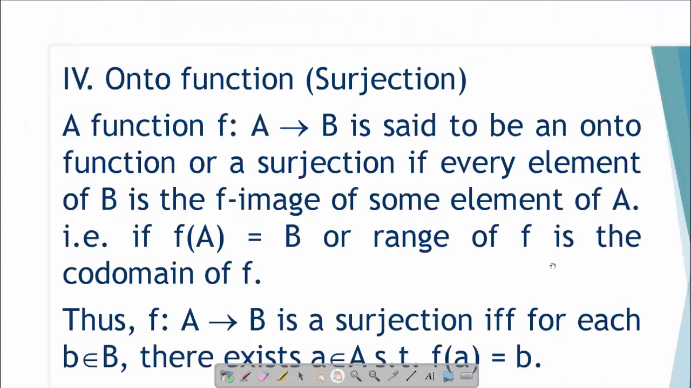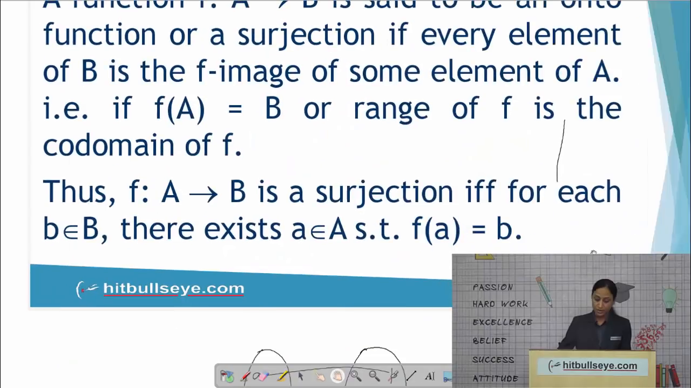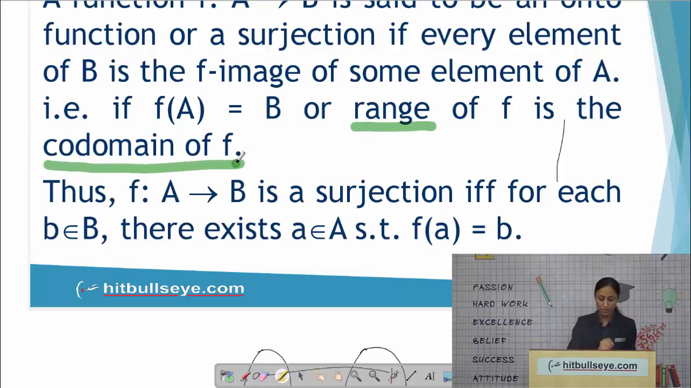Also, a very important point here is that if it is an onto function, then there is no member in B which is not the image of any member of A. Under such a situation, the codomain will always be equal to the range of the function. So you can see that if a function is a surjective function, then the codomain will always be equal to the range of the function. So here we have written that the range is always the same as the codomain of the function.